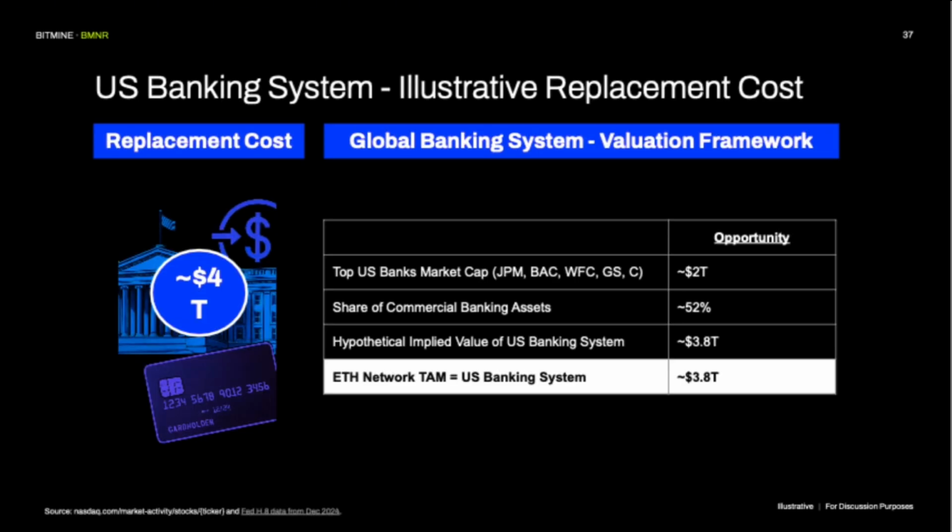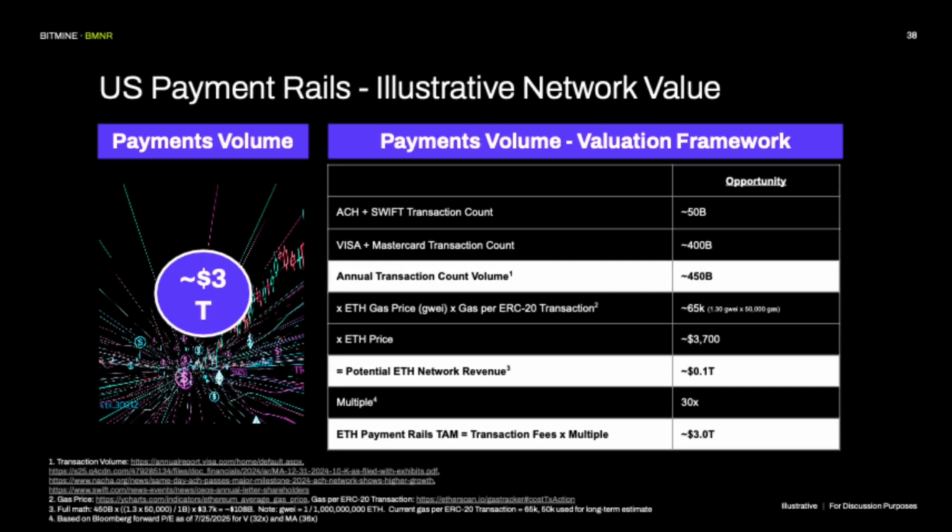He shows how the $4 trillion is inferred from the market caps of top US banks, JPM, BAC, WFC, C, about $2.1 trillion, roughly 52% of commercial bank assets, implying 3.8 to 4 trillion for the system. If Ethereum absorbs parts of that stack, lending, custody, issuance, it can contest that value pool.